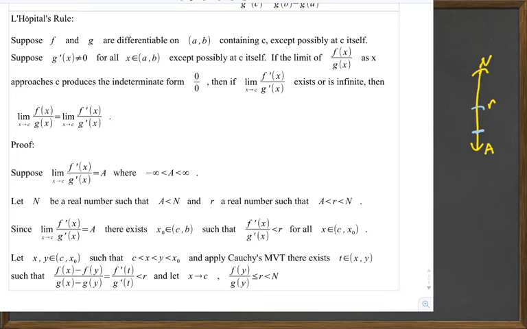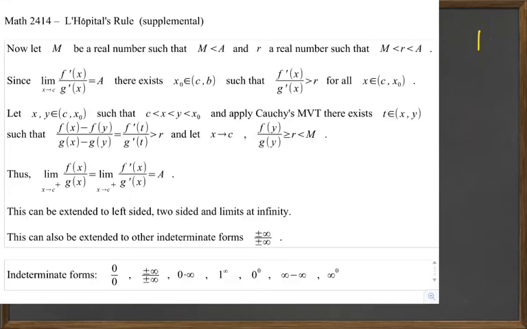Now, that's going to be less than or equal to r, and when we take the limit, it will still be less than or equal to r, which is strictly less than n. So for any particular n greater than a, we have shown that the limit of f of y over g of y is going to be less than n. And then we're going to pick any number less than a and show that the limit is going to be greater than that. And so this process will show that it's going to have to be a. So, going on to the next page.